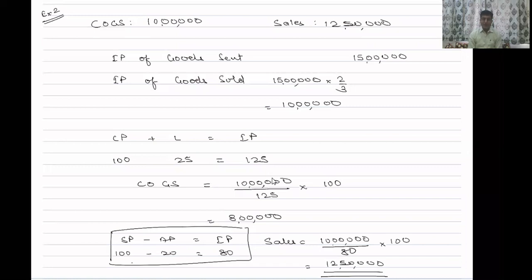Now what is the relation of loading? Loading is 25% above cost, correct or not? Yes, correct. So what will I assume, cost price or invoice price as 100? If loading percentage is given with reference to cost price, you should assume cost price as 100. If loading percentage is given with reference to invoice price, you should assume invoice price as 100. I said this a little while ago.